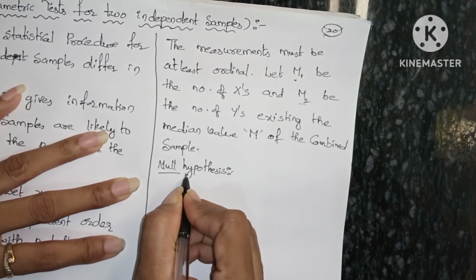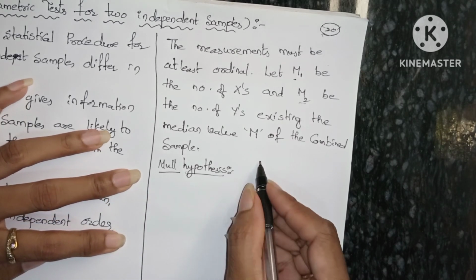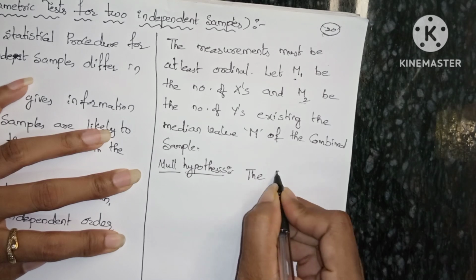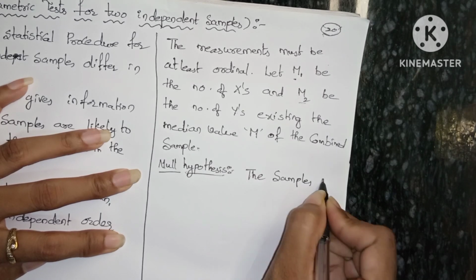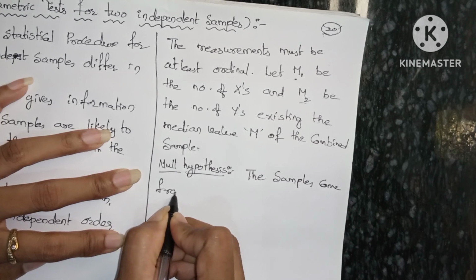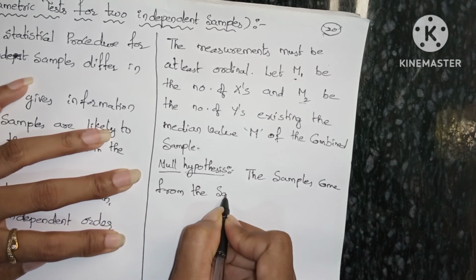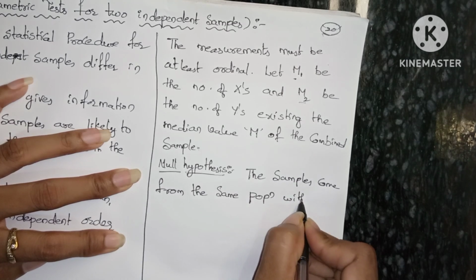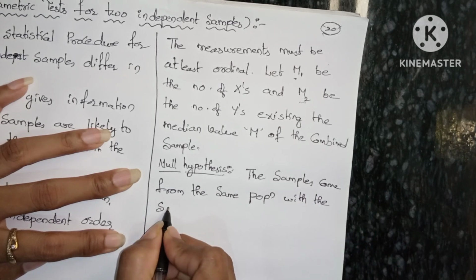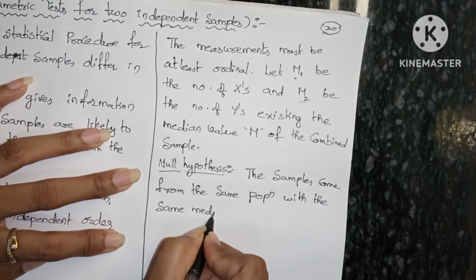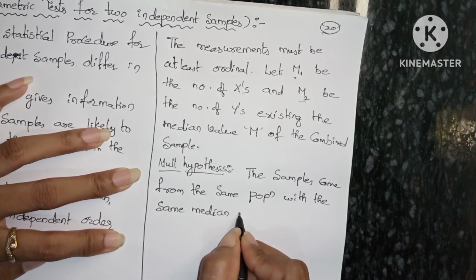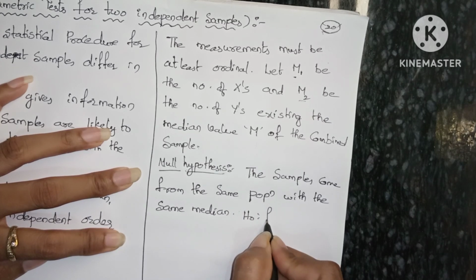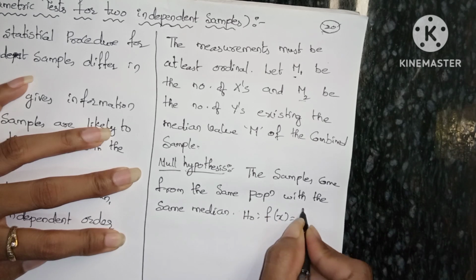So in null hypothesis, we have to think that the two samples come from the same population with the same median. That means the two samples should have the same median. Okay, so let it be H0 such that f of x equals f of y.